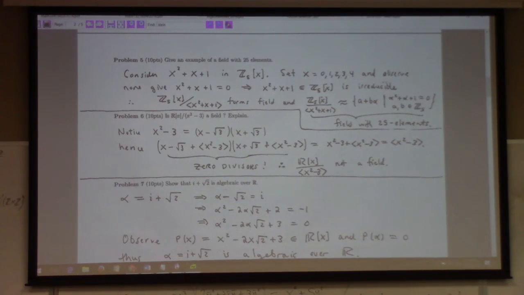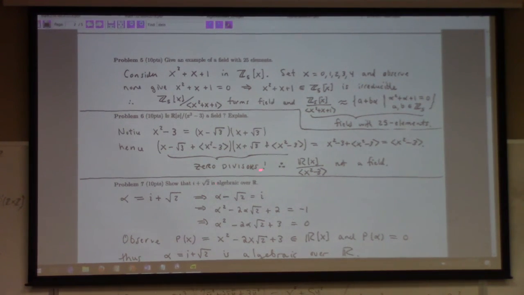Here, typical mistake, x squared plus 1. X squared plus 1 is not irreducible mod 5, because x squared plus 1 is equal to x squared minus 4 mod 5, which is x plus 2 times x minus 2. But your heart was in the right place. For those of you who used a fifth order polynomial, you're further from the truth. No, this is not a field because it factors over R, and that gives you zero divisors.